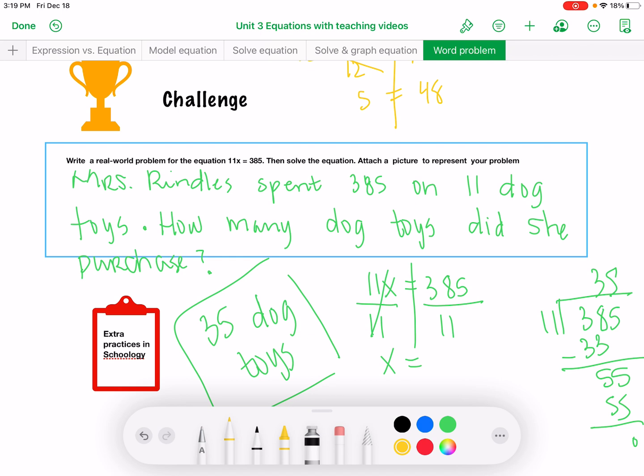Miss Rindles spent $385 on 11 dog toys. How many dog toys did she purchase? So my equation was 11 times x equals 385. And you end up, the answer is 35 dog toys.